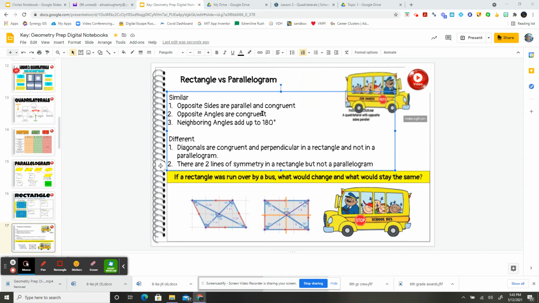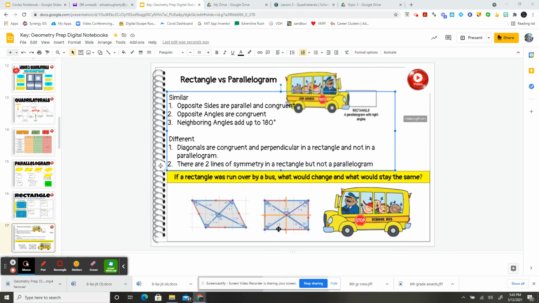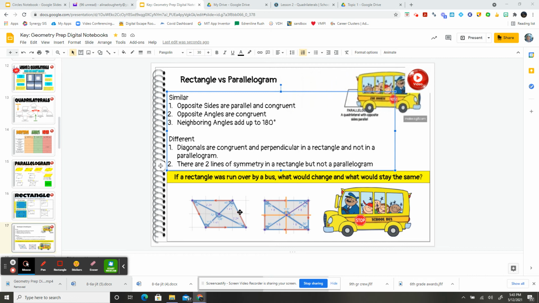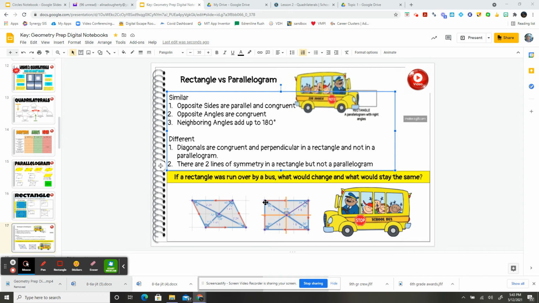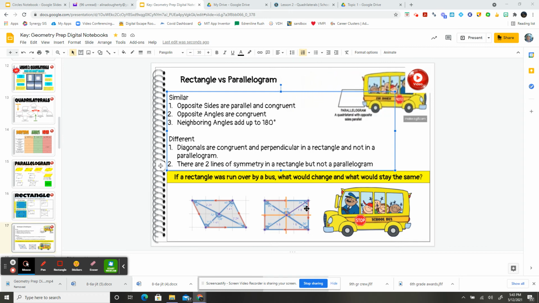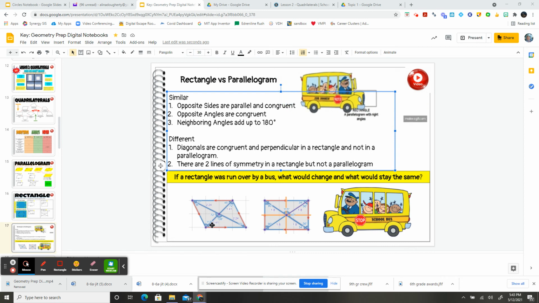Well, opposite sides are still parallel and congruent. I still have a top and a bottom that are the same size. I still have two sides that are the same size. The opposite angles are congruent. So if I go through the diagonal of the shape, they're the same. I have two acute angles now and two obtuse angles. So that's a little different.